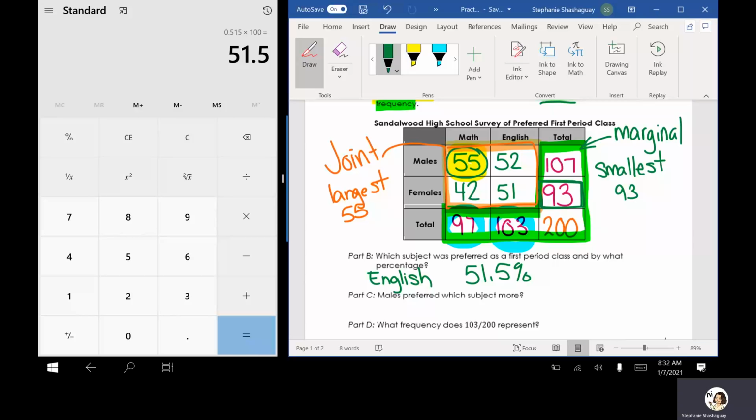Part C, males preferred which subject more? Okay, now we're specifically looking at the males. So just looking at the males row that I've highlighted in blue here, which subject did the males prefer more, math or English? Well, 55 students, males preferred math and only 52 preferred English. So this answer would be math.